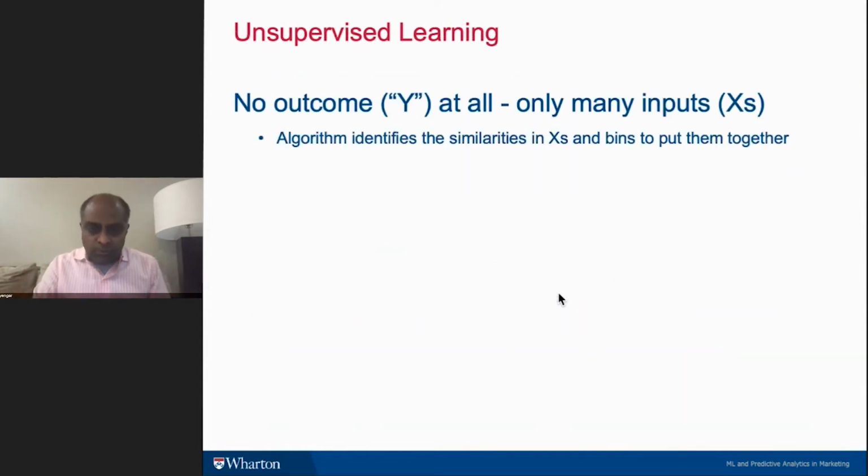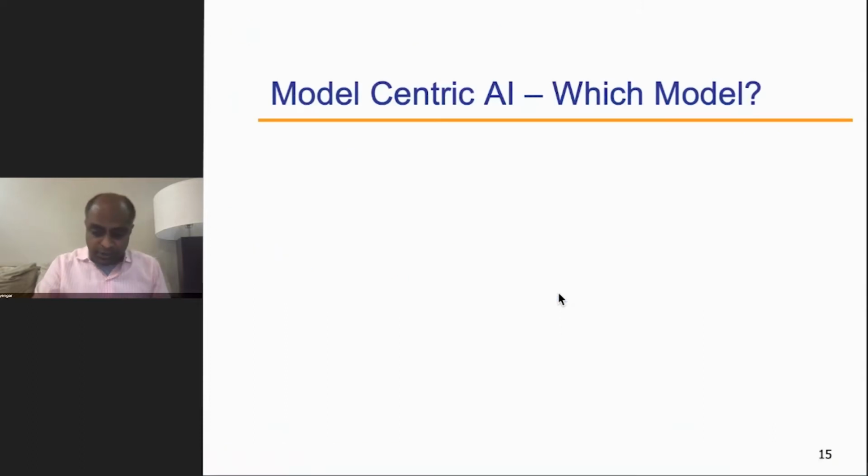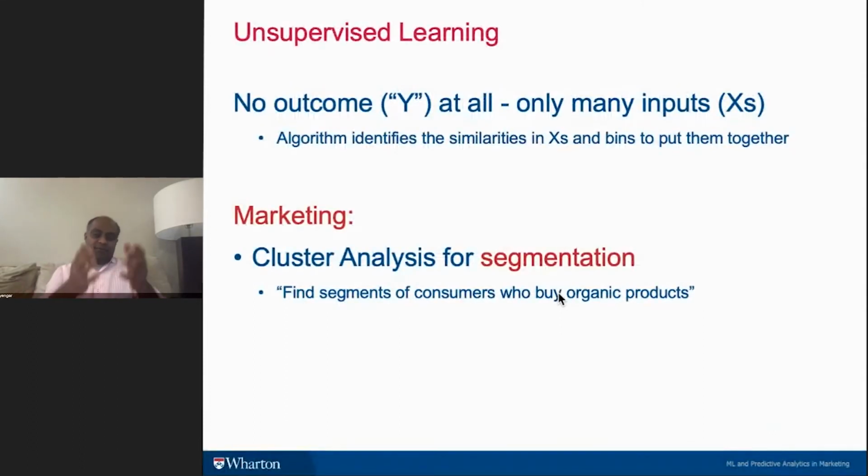Now, what is unsupervised learning? Just a very quick one. It is where there is no outcome variable at all. There are only lots of input variables, the X's. The most common example there is segmentation, where you have a bunch of variables, demographics, psychographics, lots of other variables perhaps for your customers.